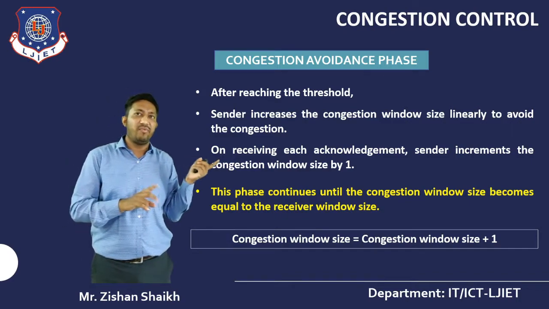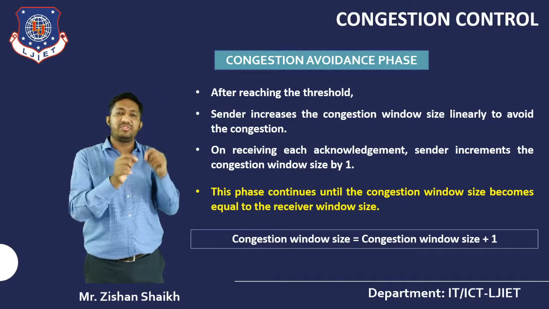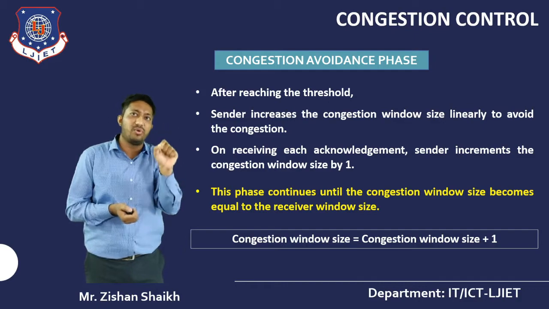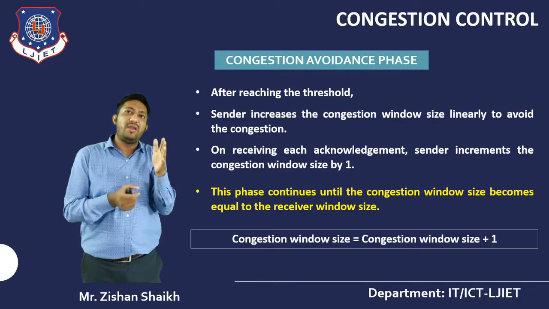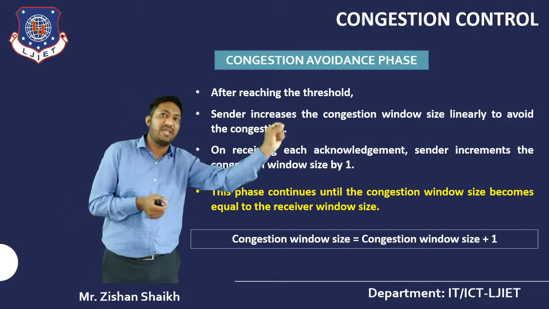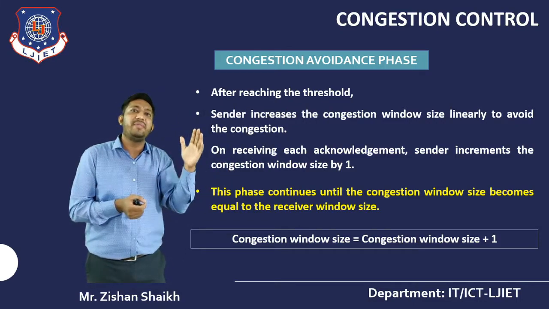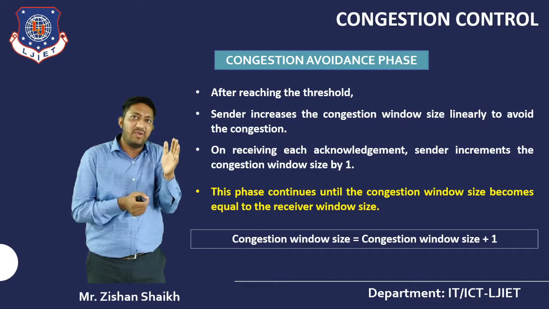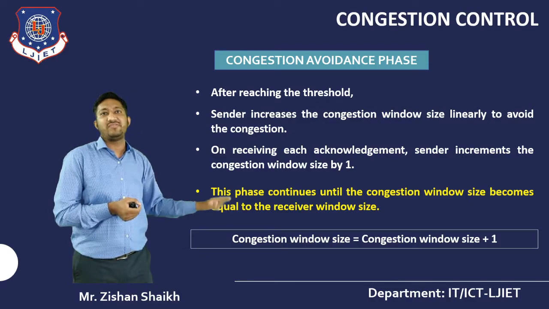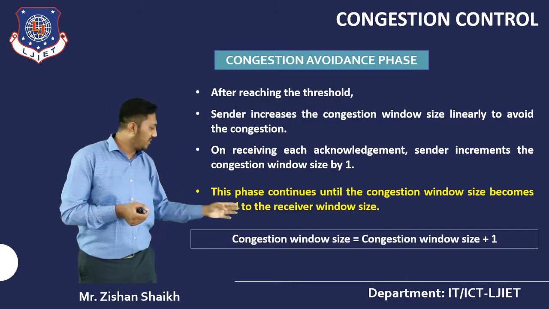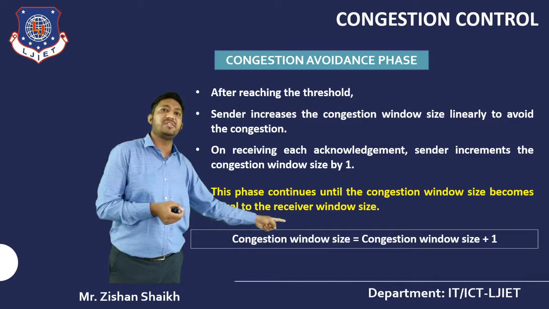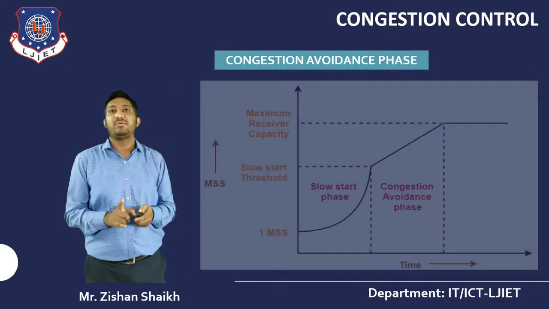What happened in slow start? We already discussed that up to the threshold value we move exponentially, and the threshold value is half of the receiver window size. But after the threshold value up to the maximum size of the receiver window, we move linearly. That means after the threshold, we increment 1 by 1. So in the avoidance case, the congestion window size is equal to the congestion window size plus 1.